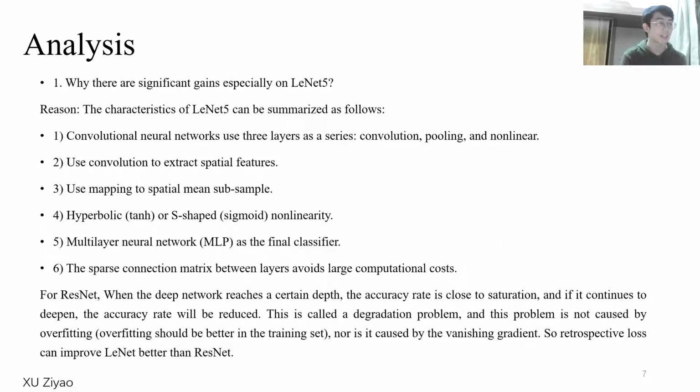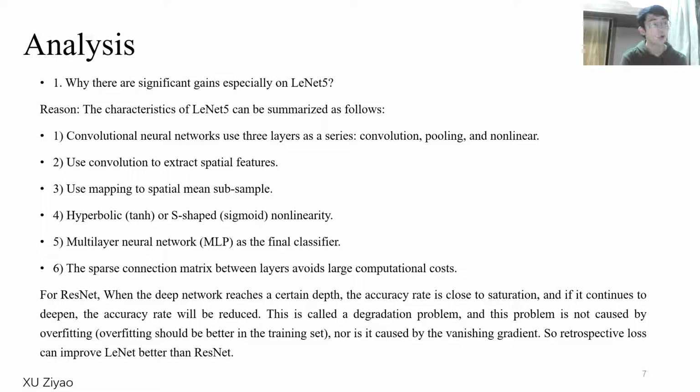Next is the analysis. The first one: why there are significant gains, especially on LeNet-5. The characteristics of LeNet-5 can be summarized as follows. First, the convolutional neural network uses 3 layers in series: convolutional, pooling, and nonlinear. The second is using convolution to extract spatial features. The third is using mapping to spatial mean subsample.